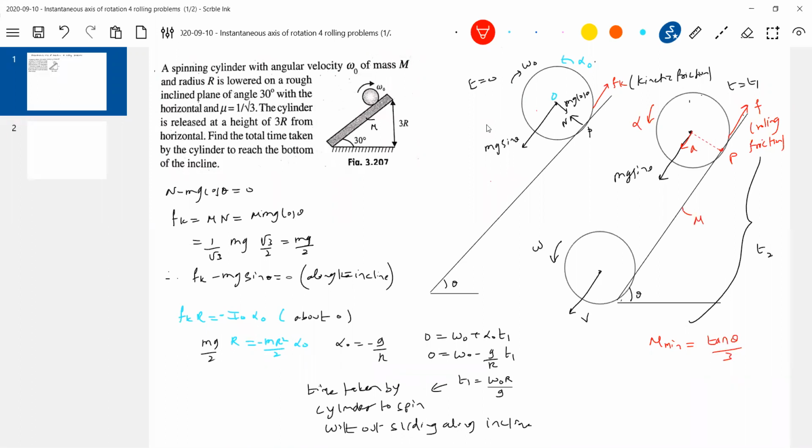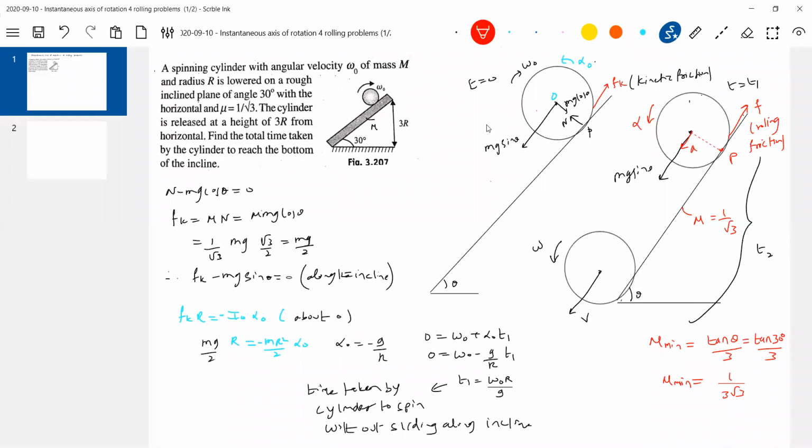Let's check what mu is given: 1 by root 3. Will it satisfy? Let me substitute tan 30. Please do understand, it's a very good problem. The value of tan 30 is 1 by root 3. The mu of the inclined plane is 1 by root 3, but the minimum value of mu needed for no slipping is how much? 1 by 3 root 3.